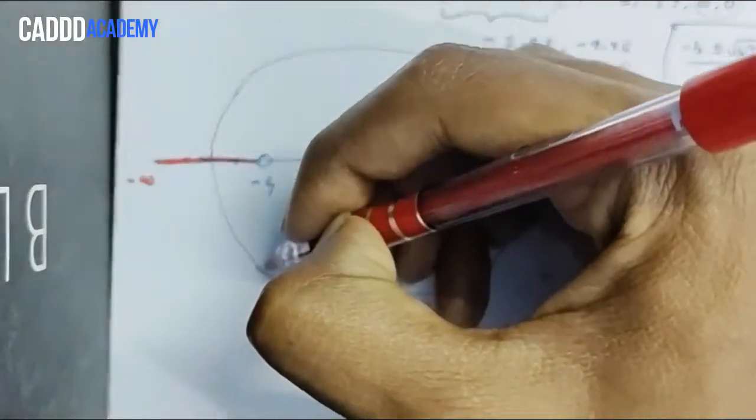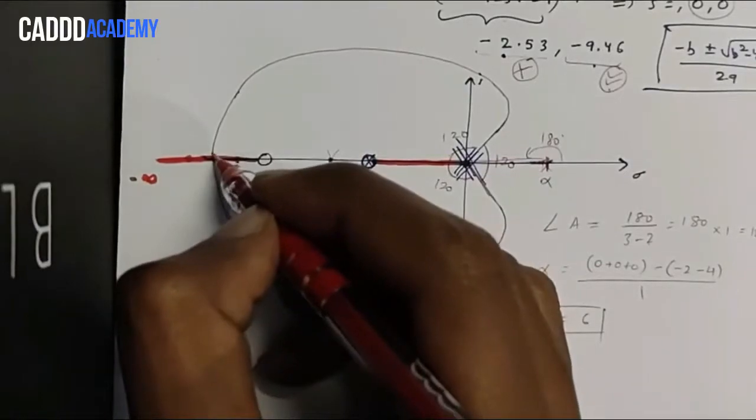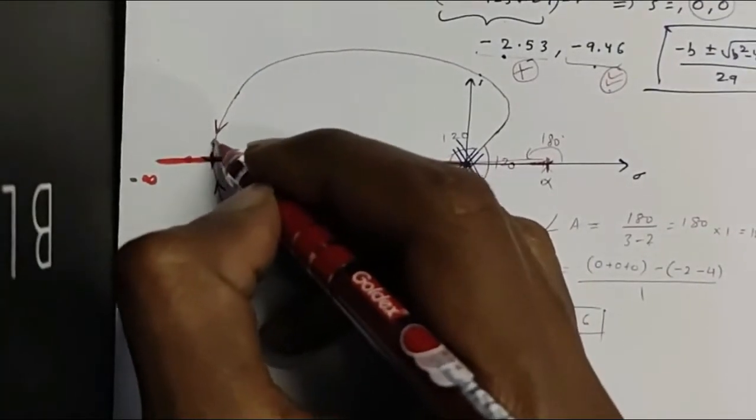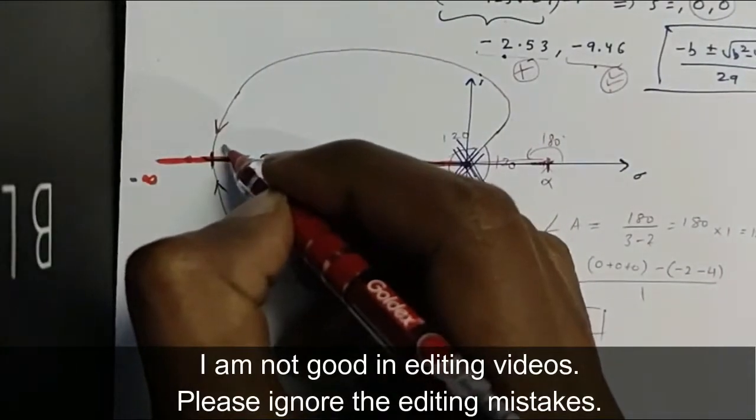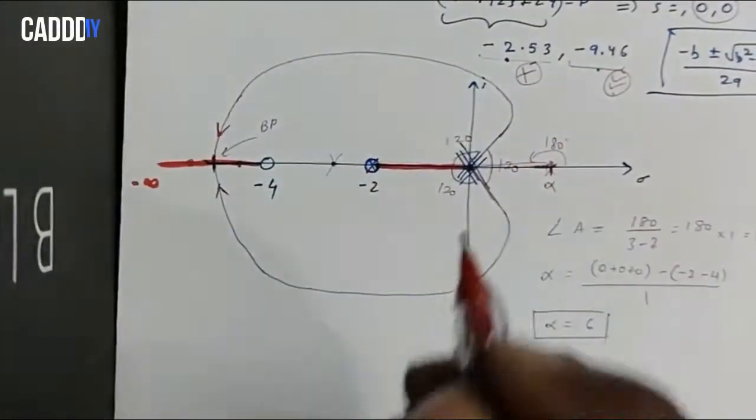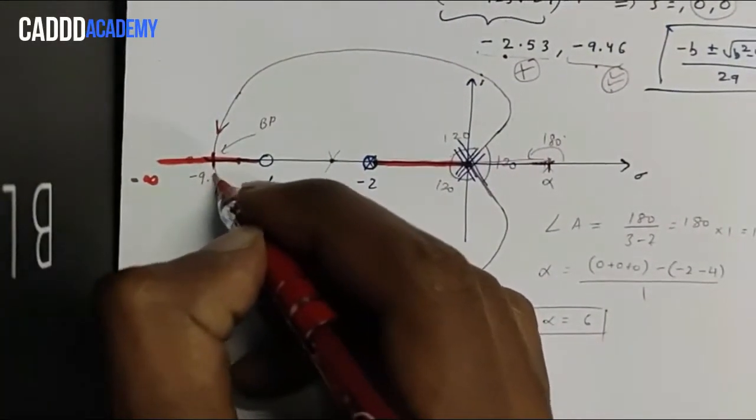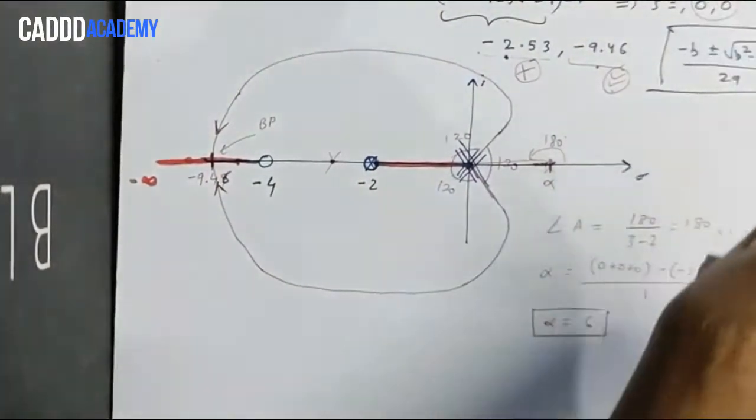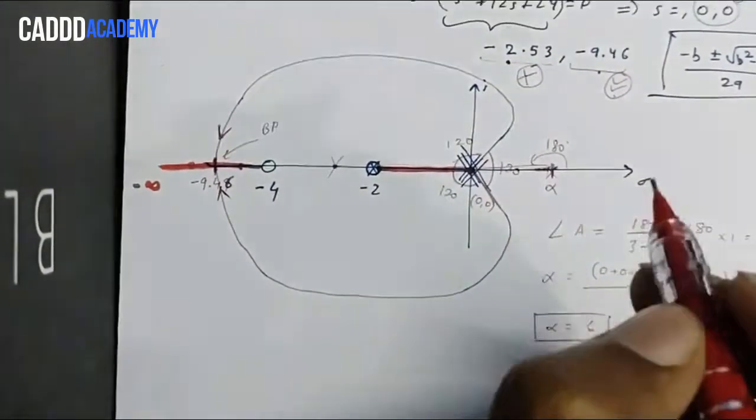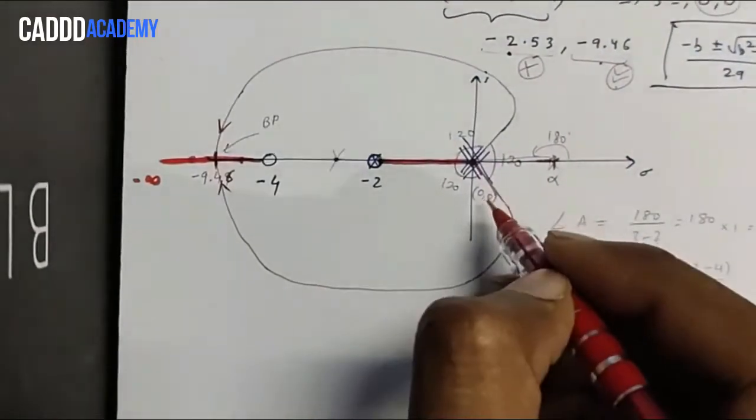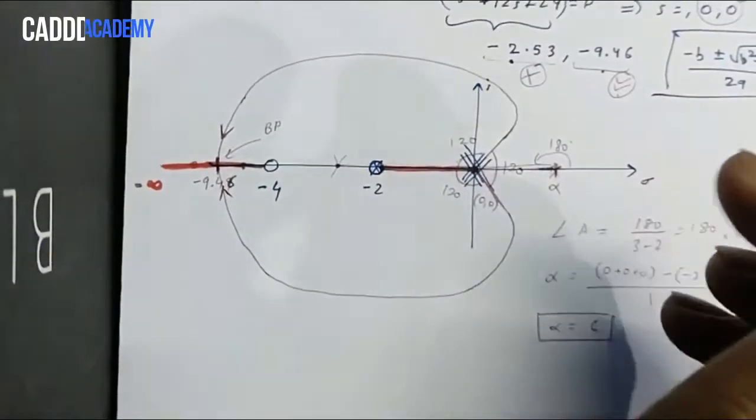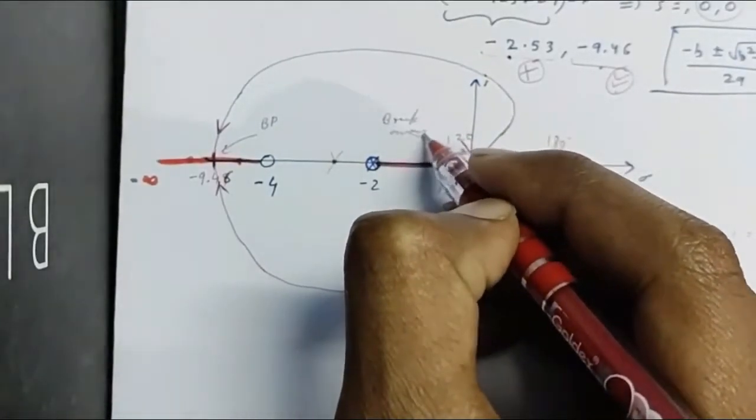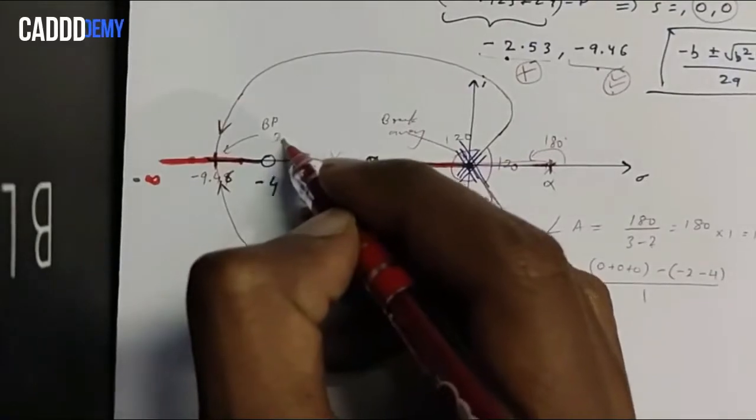At the same time, this pole will also reach this point, and this point will be the break-in point, because both poles are getting into the real axis. This location will be the break point location, that is 9.46. Okay, sorry, 46. And this 0 was the breakaway point. Okay, this 0 was the breakaway point, because these poles are leaving the real axis. So this is the breakaway point, and this is the break-in point.